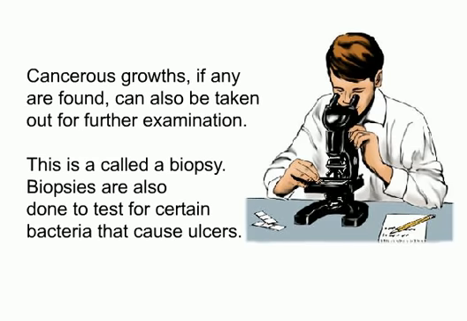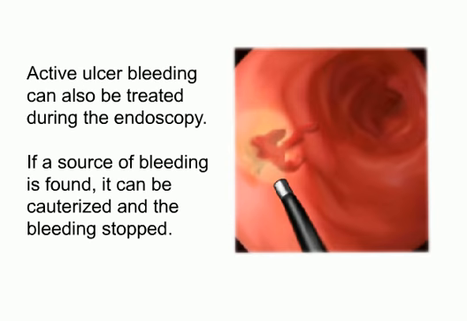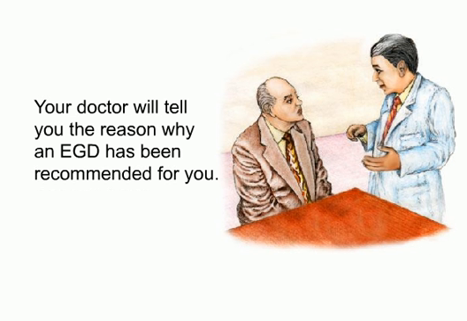Cancerous growths, if any are found, can also be taken out for further examination. This is called a biopsy. Biopsies are also done to test for certain bacteria that cause ulcers. Active ulcer bleeding can also be treated during the endoscopy. If a source of bleeding is found, it can be cauterized and the bleeding stopped. Your doctor will tell you the reason why an EGD has been recommended for you.